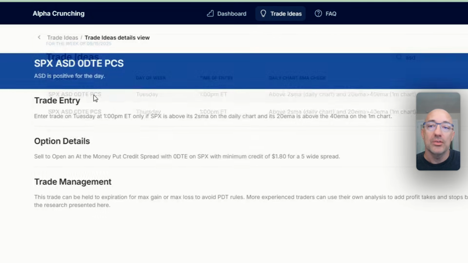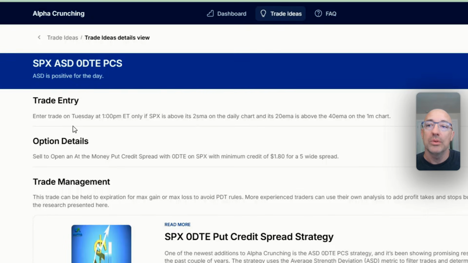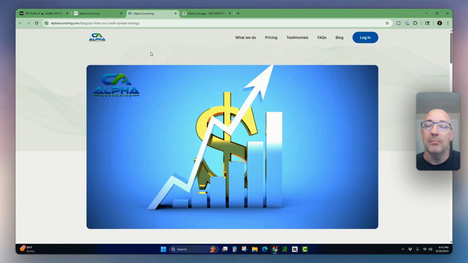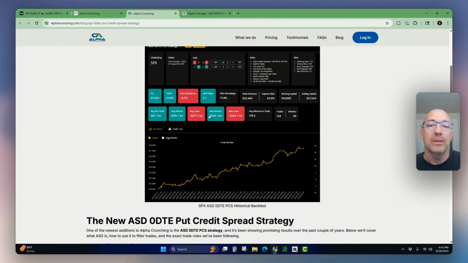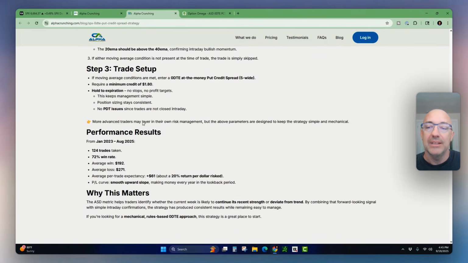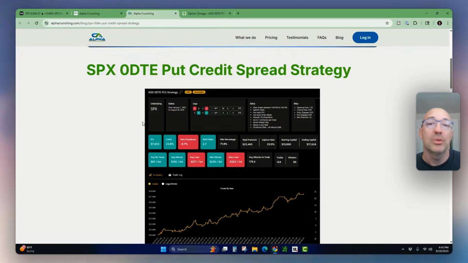If you click on the trade idea itself, it's going to go through some of the technical analysis we look at prior. We want to make sure it's above the 2-day moving average and the 1-minute chart is in a bullish condition. I'm going to put an article. You can check this out for free over on the blog, and you can walk through the back test and the exact setup, in case it didn't come through in this video.